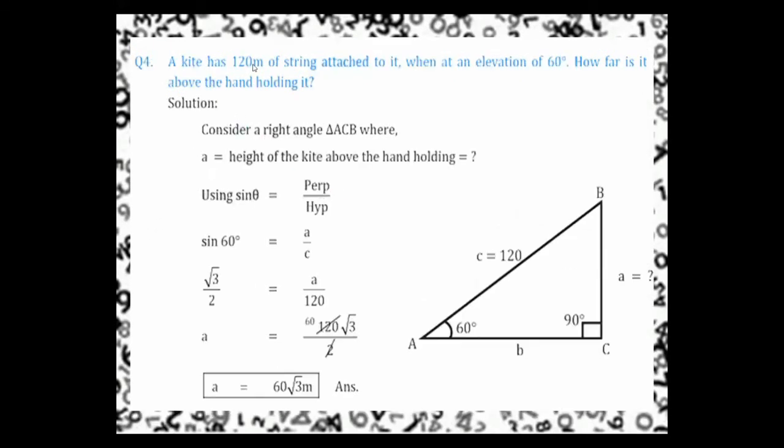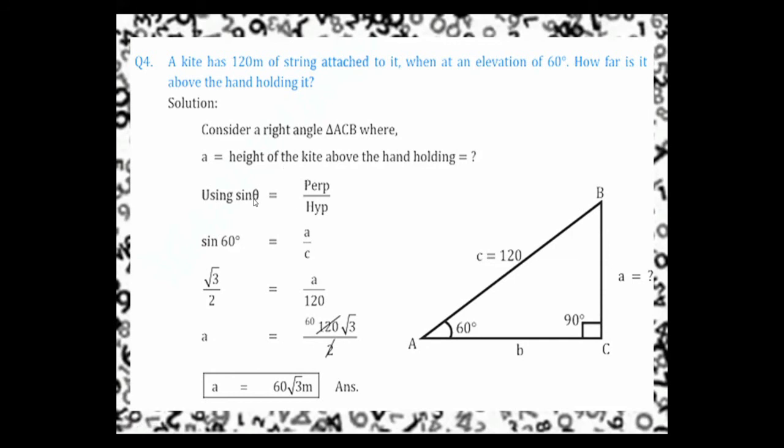A kite has 120 meter of string attached to it. If the kite is here and this is the ground, a kite has 120-meter string attached to it, so the hypotenuse is given, that is 120 meter. When at an elevation of 60 degree, the angle of elevation is given, that is 60 degree, because this is the angle from the ground. How far is it above the hand holding it? Here also we have to find the perpendicular.